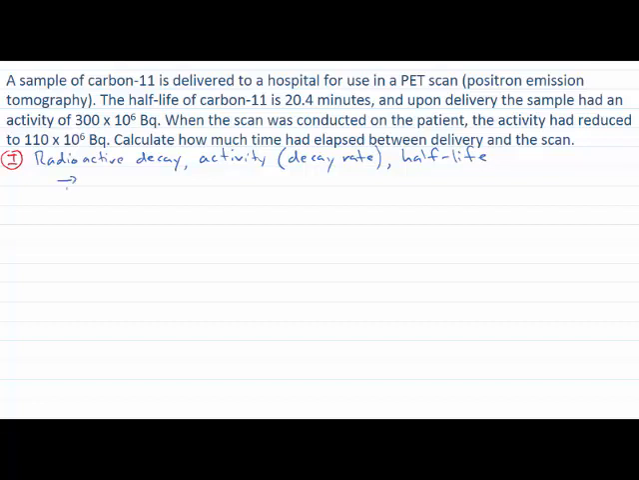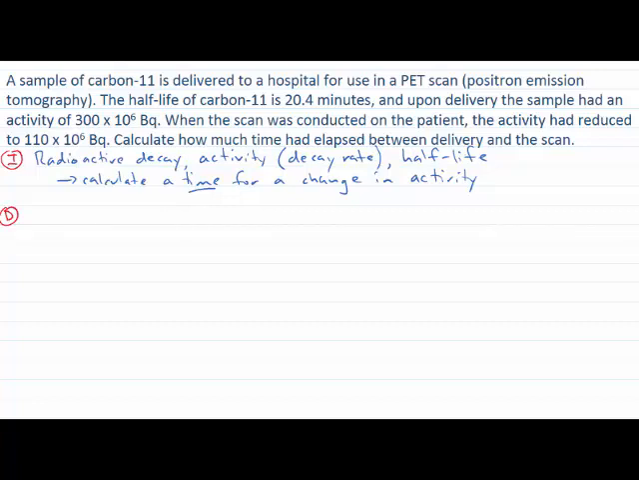So with all of these terms, what the question is really asking us to do is to calculate a time for a particular change in activity. For the develop stage, often we'll draw a diagram, but that's not so appropriate for this type of problem.